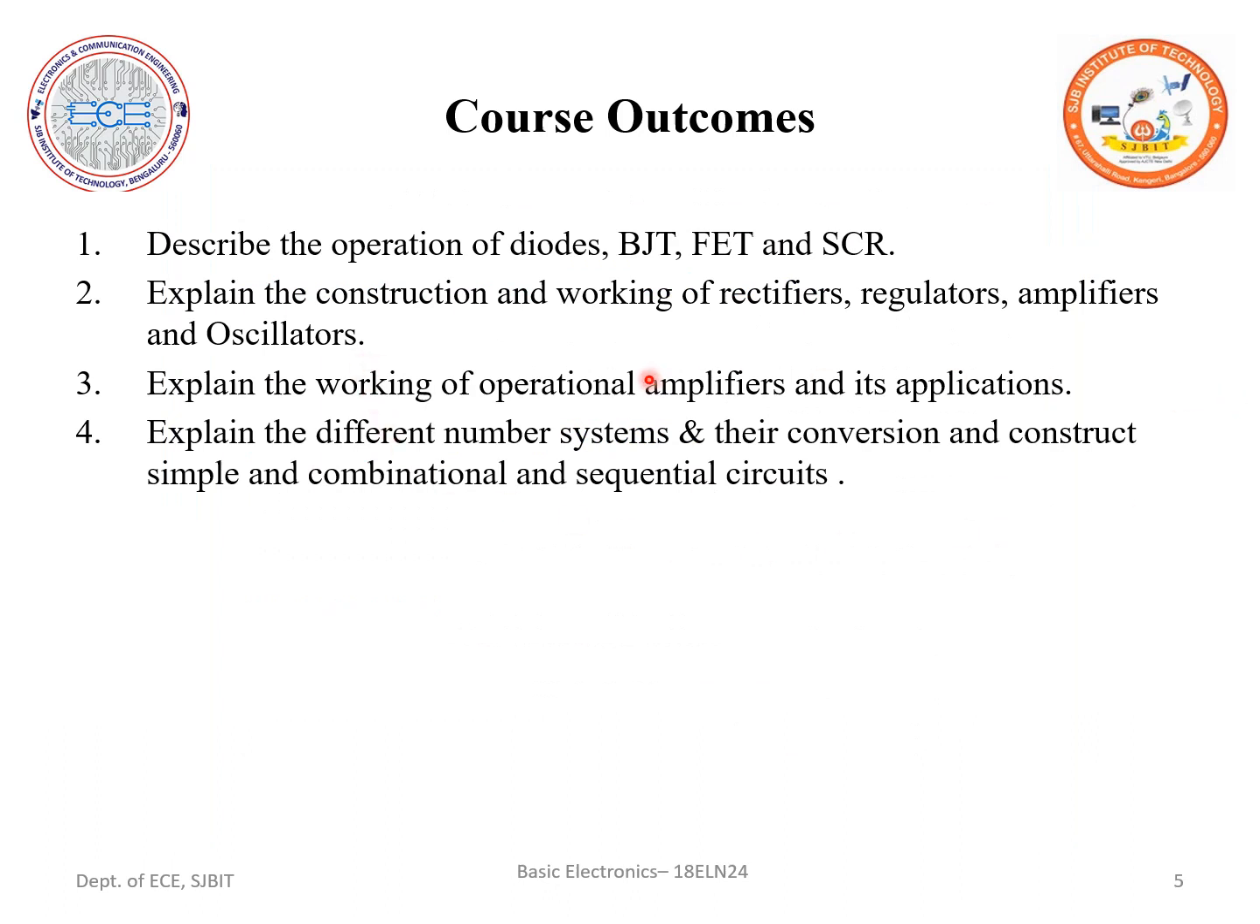These are the course outcomes for the basic electronics subject. First course outcome is going to describe the operation of diodes, BJT, FET, and SCR. Second, it is going to explain the construction and working of rectifiers, regulators, amplifiers, and oscillators. Third, it is going to explain the working of operational amplifiers and its applications. Fourth, it is going to explain the different number systems and their conversion and construct simple combinational and sequential circuits.